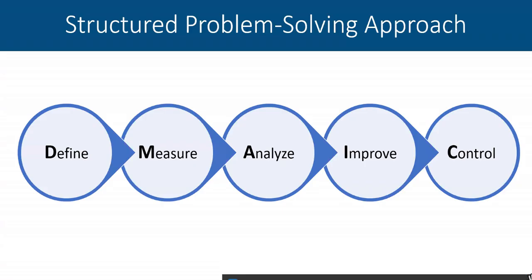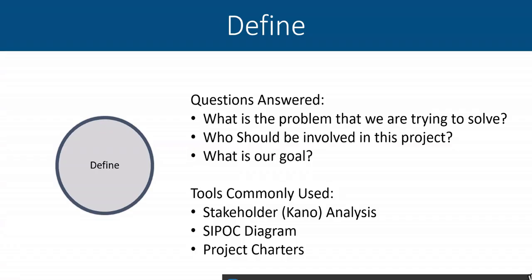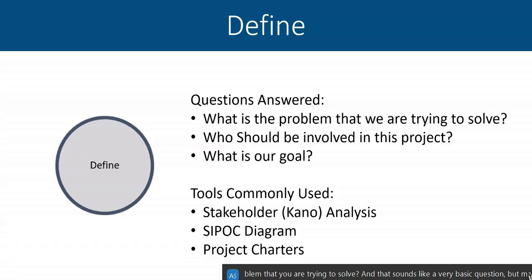Stage 1, define. The purpose here is, anytime you have a problem, whether it's big or small, our first step should be to define that problem. What is the problem that you are trying to solve? And that sounds like a very basic question, but many times we go down these different paths. Sometimes the problem that we're trying to solve is actually a solution. For example, we don't have an IT system that does A, B, and C. That's not a problem. That's a solution masked as a problem. You're just saying you want an IT solution.